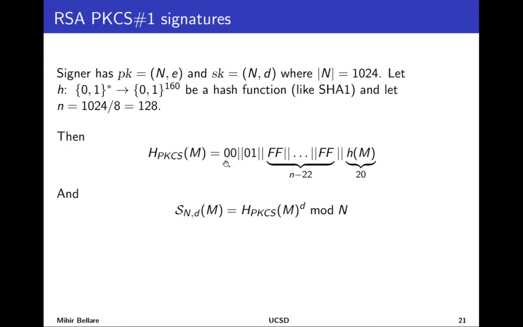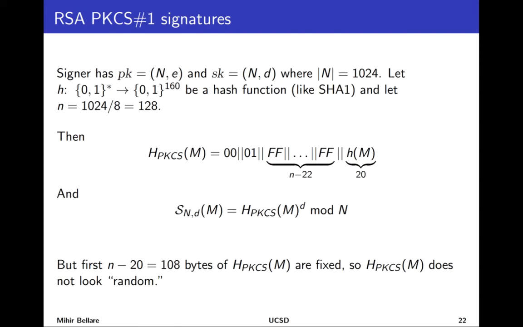They start with some constants here and continue with some other constants. So 0001 and all this. And that's it. This is the definition of the hash function. Now remember that the signature is the hash result to the dth power. That means this string is interpreted as an integer in Zn star, and then that's raised to the dth power. And okay, so that's it. That was the PKCS1 scheme.